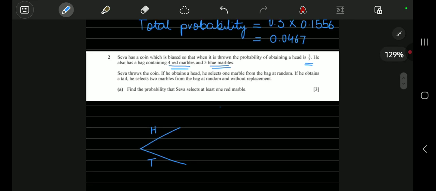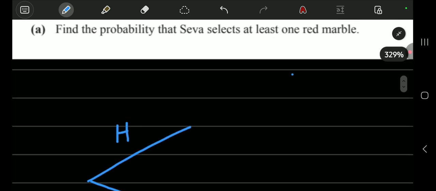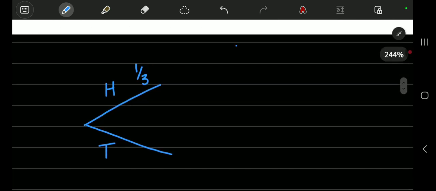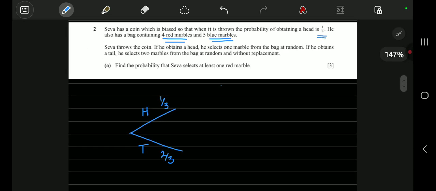So if he obtains a head, then what is the probability? 1 over 3, because it's a biased coin. So 1 over 3. If head is 1 over 3 probability, then the tail would be 2 over 3. Okay, now after he throws the coin, he has to select one marble. If he obtains a head, he selects one marble.